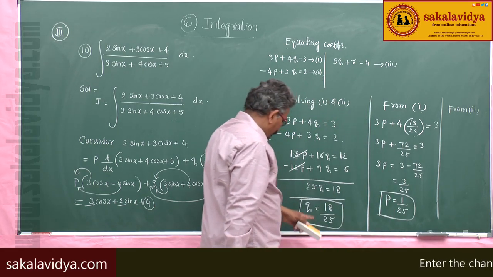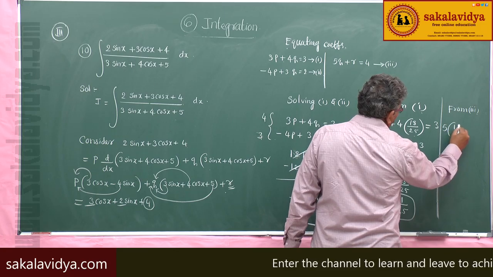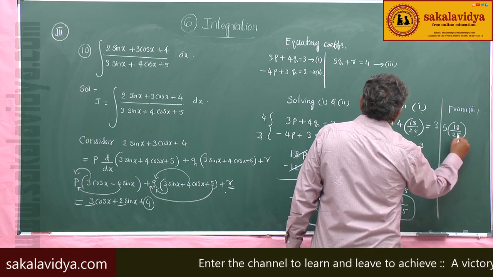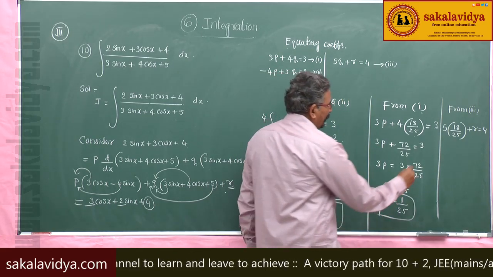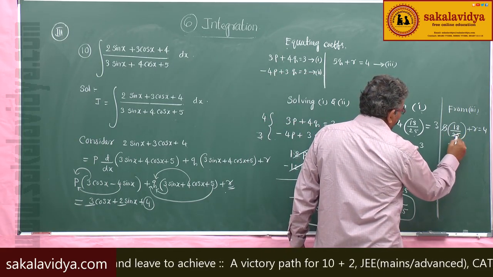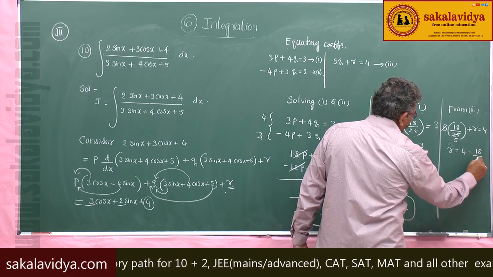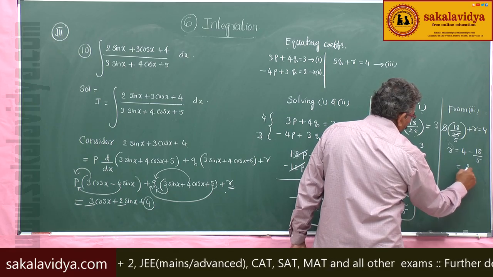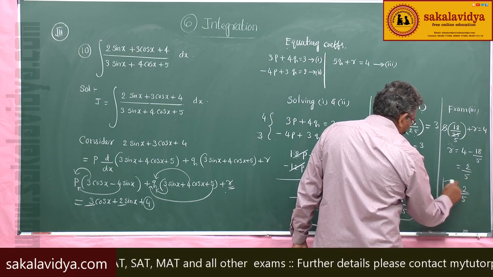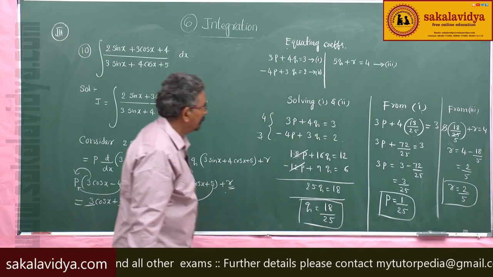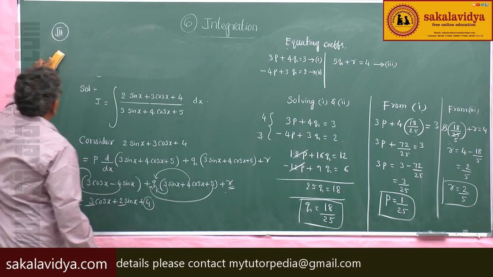As we know the q value is 18 by 25, 5 into 18 by 25 plus r equal to 4. Again 90 by 25 or 18 by 5. r is equal to 4 minus 18 by 5, which is 20 minus 18, 2 by 5. The r value is equal to 2 by 5. Here we have p, q, r.